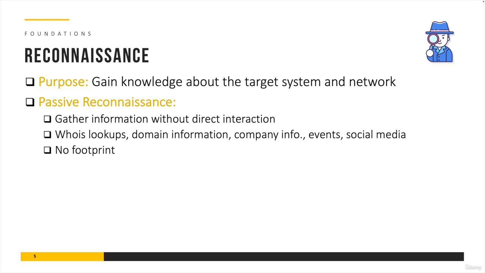So the key point to understand in passive reconnaissance is that it does not have any footprint. So the target doesn't have any information that someone is carrying out this reconnaissance. So the plus point for the attacker is that they don't have any interaction and hence no footprint. The obvious downside is that the level of information that is publicly available is obviously limited.